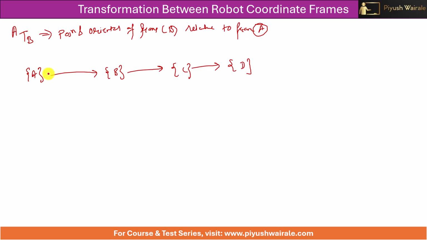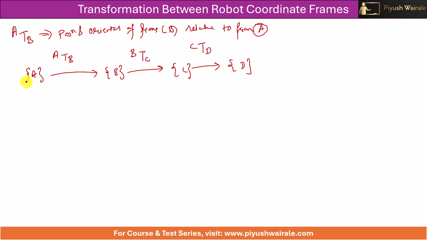We can represent this particular transformation like this, A T B. This describes the transformation of frame B to frame A. Same thing here, I can go from frame B to frame C, and we denote it as B T C. This gives us the transformation from frame C to frame B. Same thing from frame C to frame D, which we represent as C T D. Again, this gives us the transformation from frame D to frame C. So we have this series of transformations.